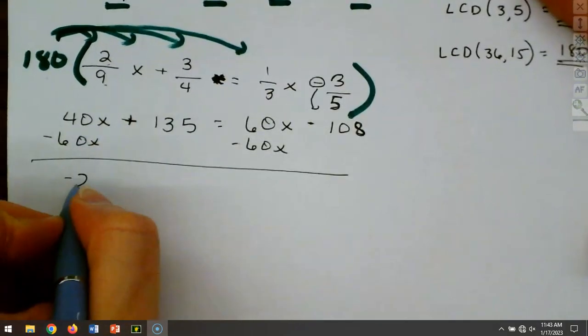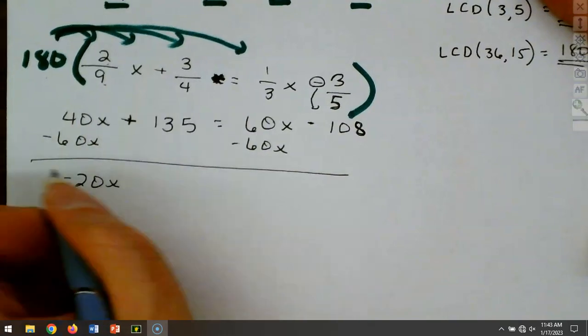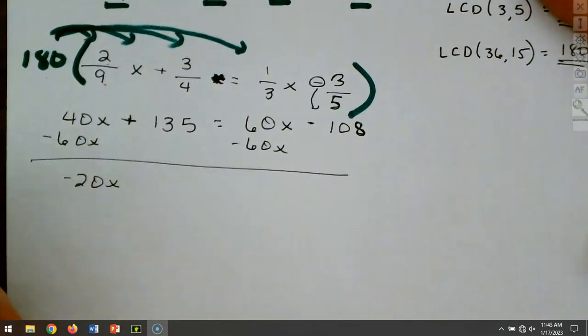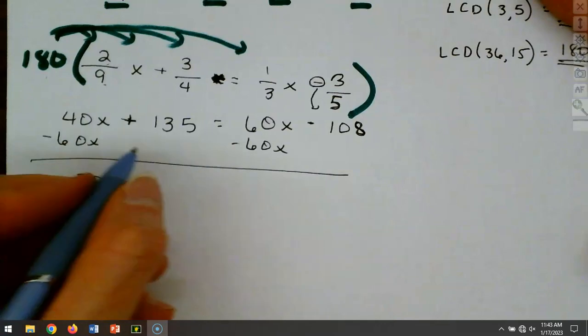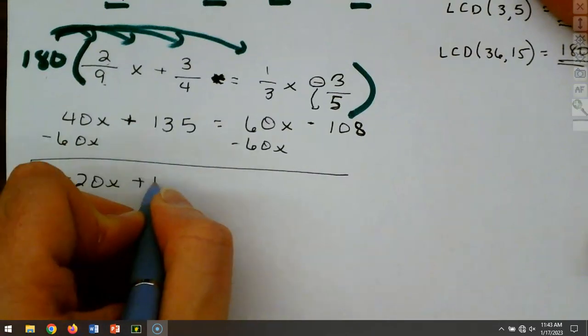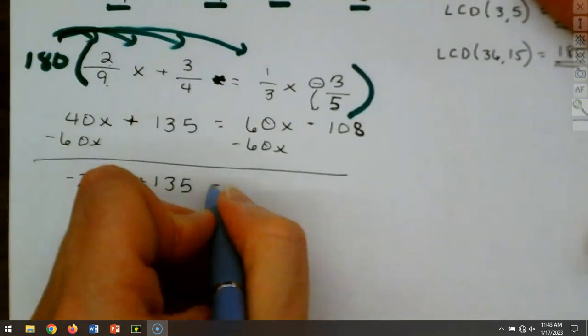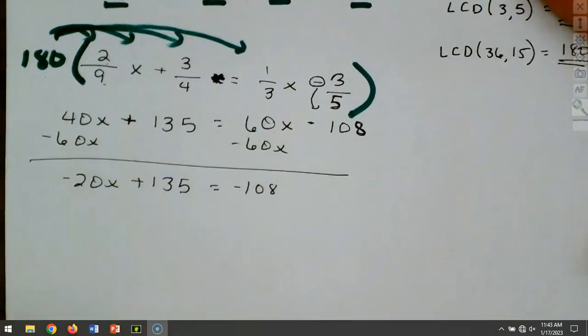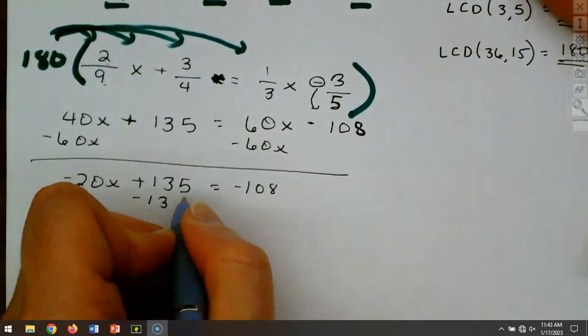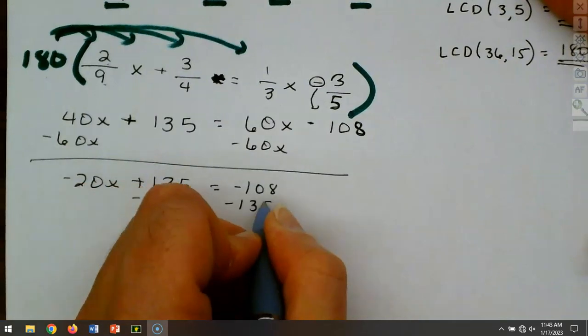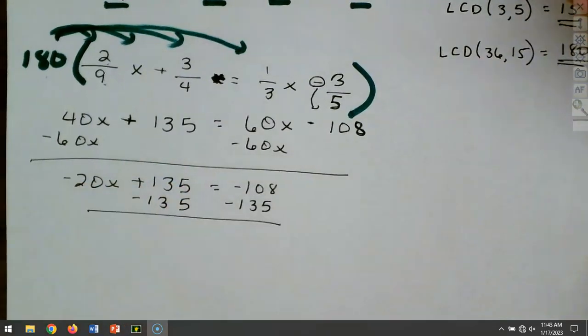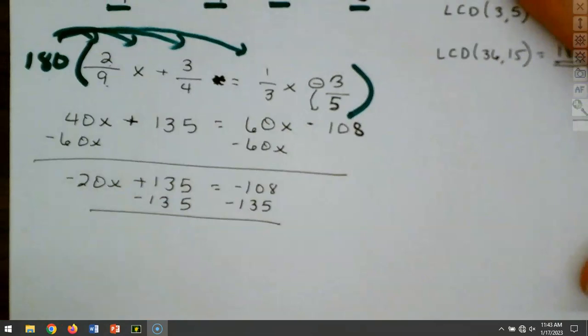That leaves you with a minus 20x. And you can do it in multiple steps or just one step, doesn't matter. So minus 20x plus 135 equals a minus 108. We'll move that 135 over. And again, you can do this in one step, or like I'm doing, multiple steps.